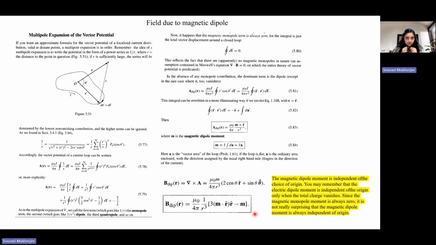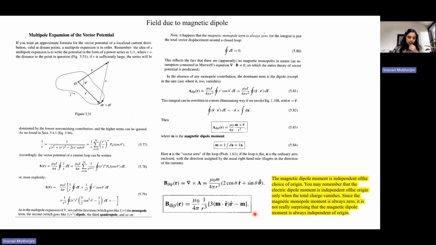Okay, for the electric charge distribution, whenever the total charge goes to zero, whenever the monopole term goes to zero, in that situation your electric dipole moment does not depend on the origin. Otherwise it depends, right? But the magnetic dipole moment is always independent of the choice of origin, because the monopole term is always zero for the magnetic field.